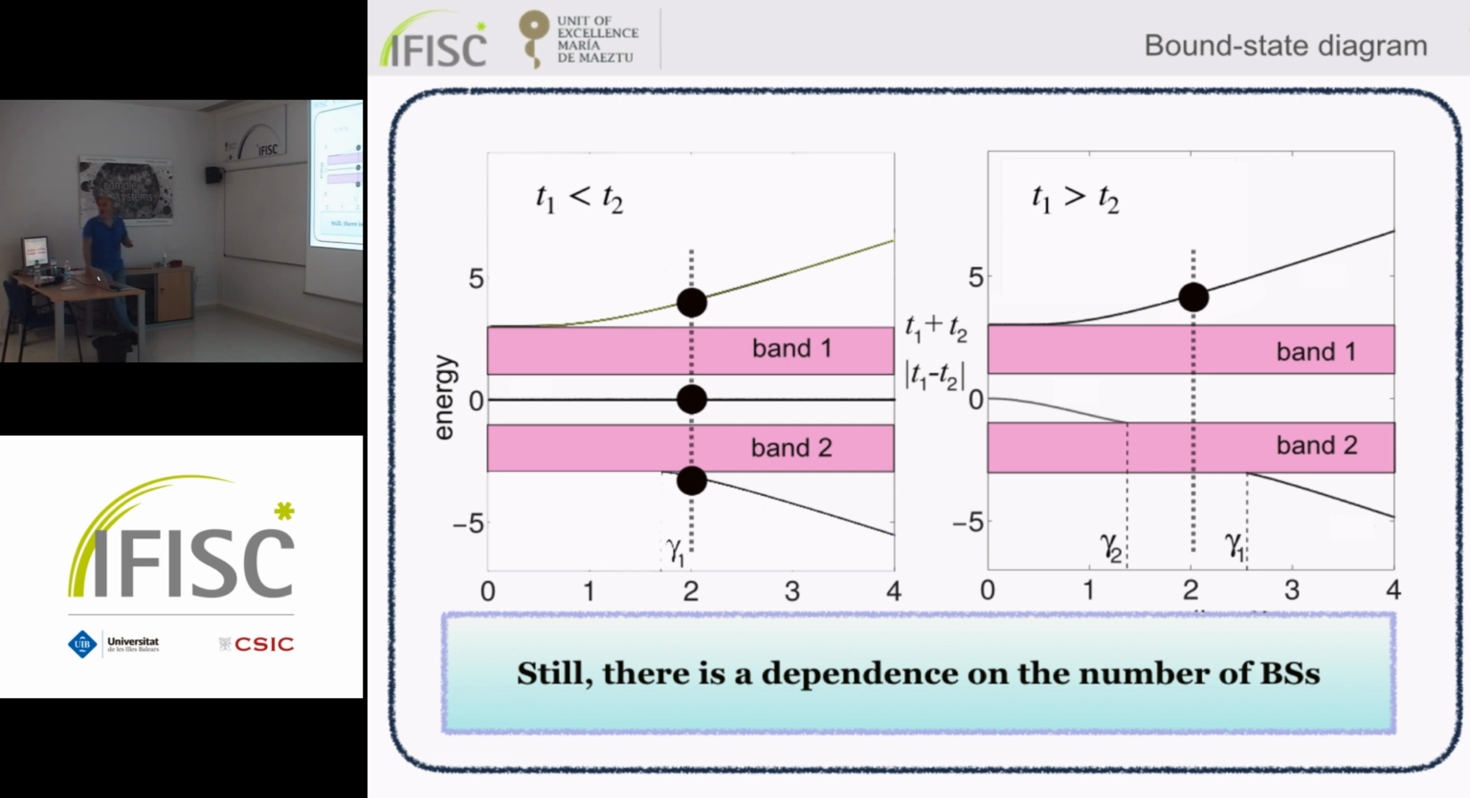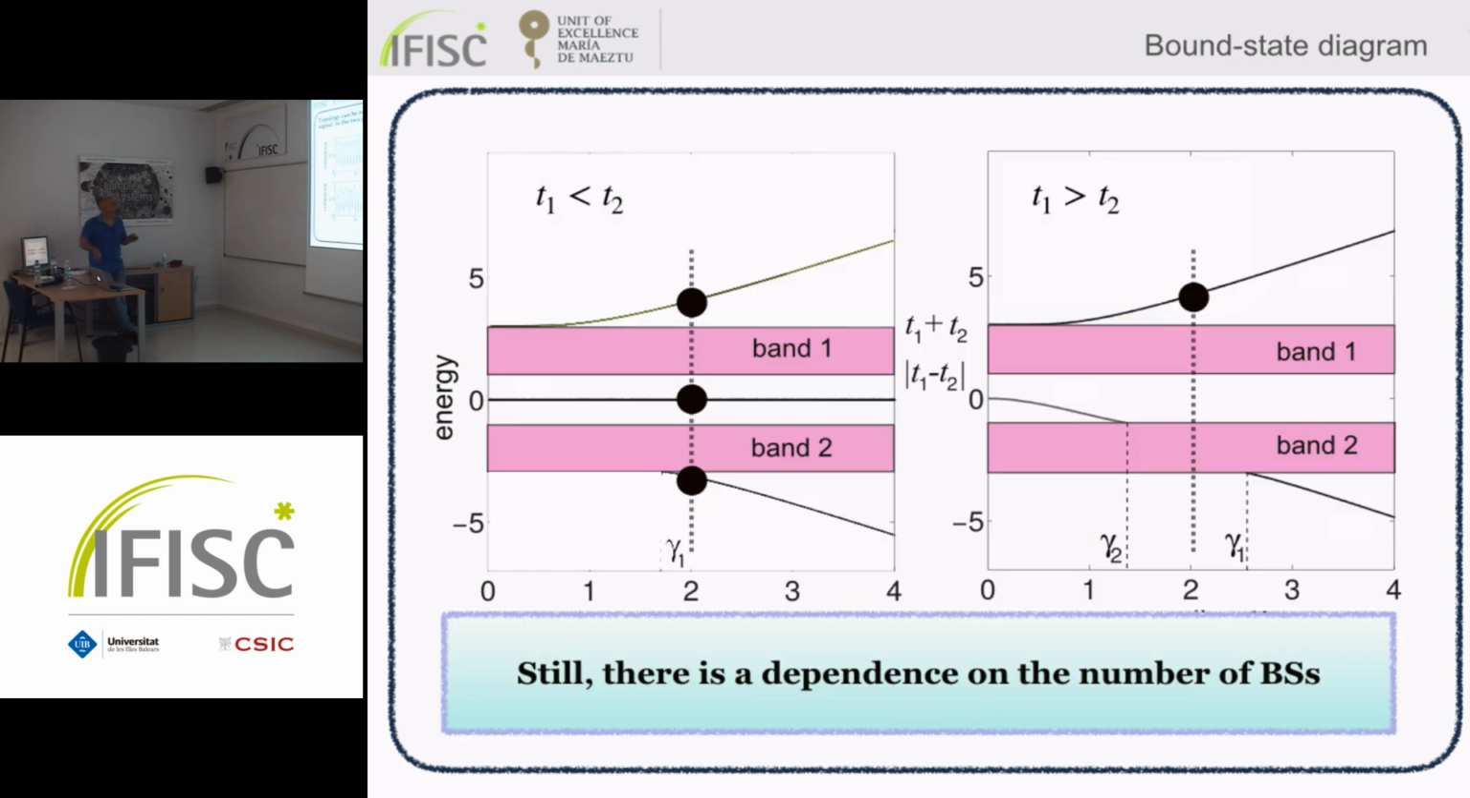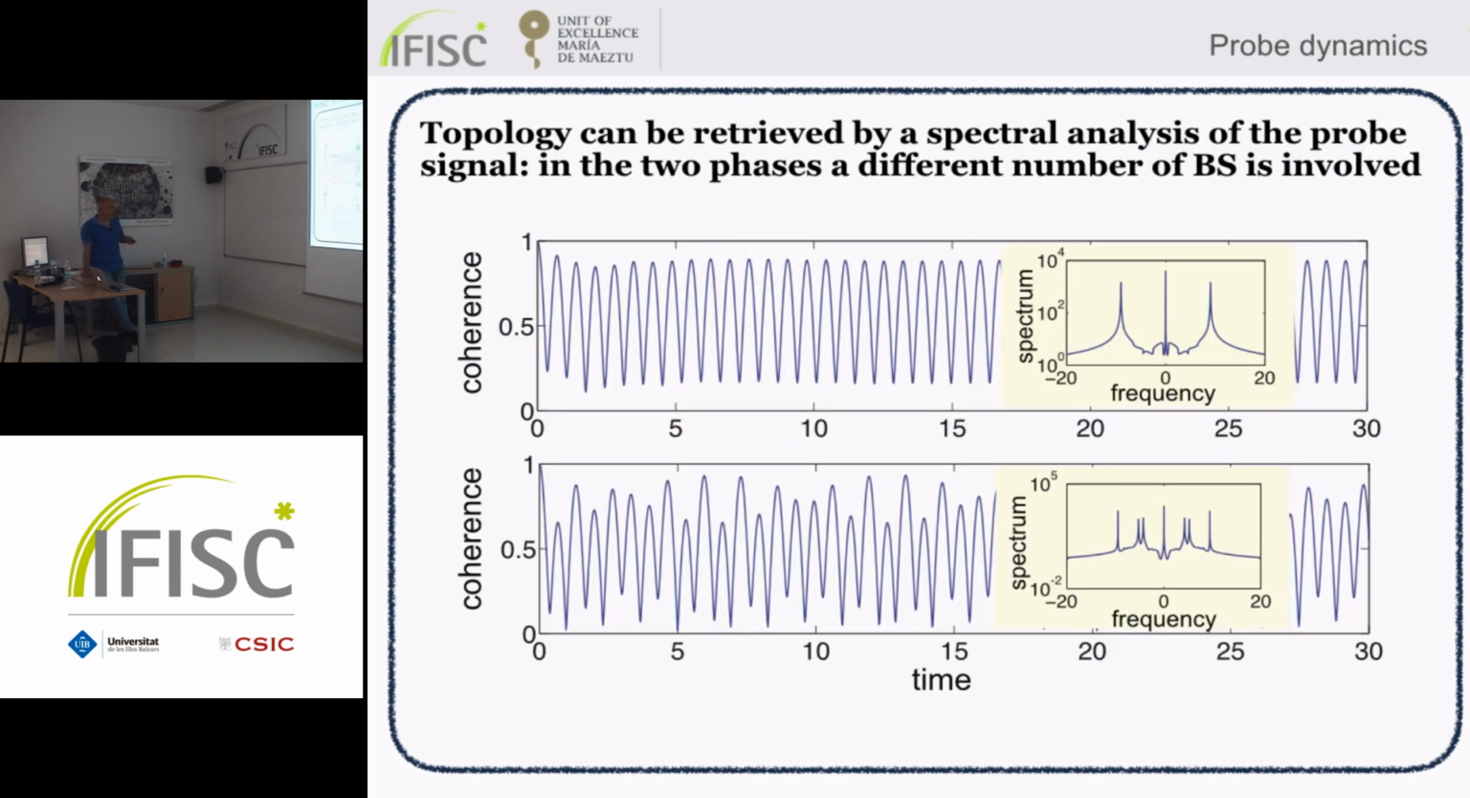So we don't have a direct tool like before to inspect the difference between the two phases, but still, for instance, we studied the dynamics in the two cases. Here you can study the spectrum of the dynamics in the two cases, and from the spectrum you can count the number of bound states, and from this number detect the topology. It's a two-step process, but it's still effective.